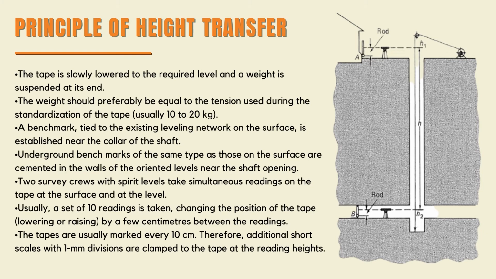Usually, a set of 10 readings is taken, changing the position of the tape, lowering or raising it by a few centimeters between the readings. The tapes are usually marked every 10 centimeters. Therefore, additional short scales with 1 mm divisions are clamped to the tape at the reading heights.